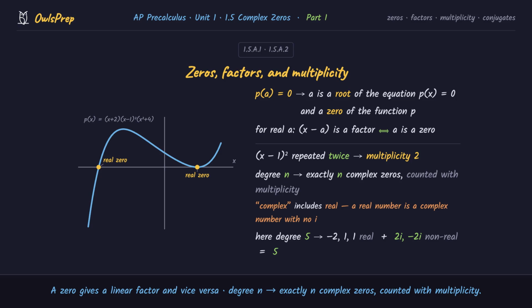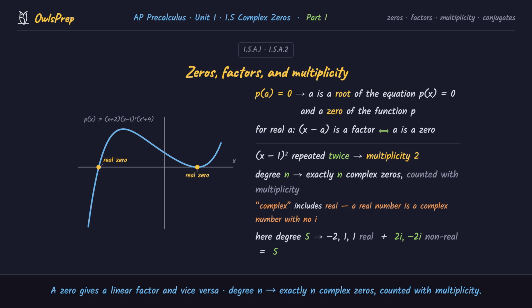Now look at our example. P of x equals x plus 2 times x minus 1 squared times x squared plus 4. The factor x minus 1 appears twice, so the zero, 1, has multiplicity 2. That is what multiplicity counts. And here's the payoff. A polynomial function of degree n has exactly n complex zeros, counting multiplicities.